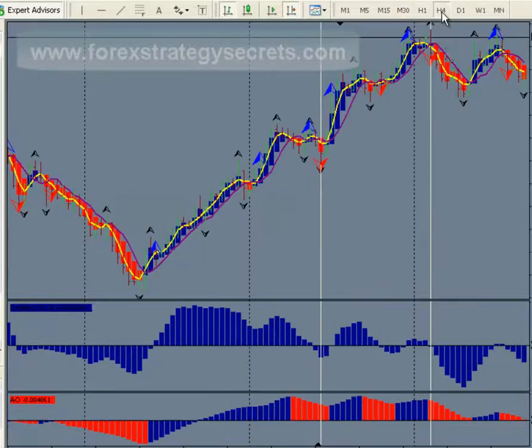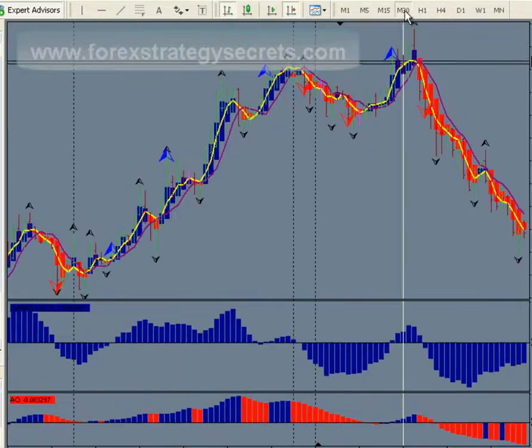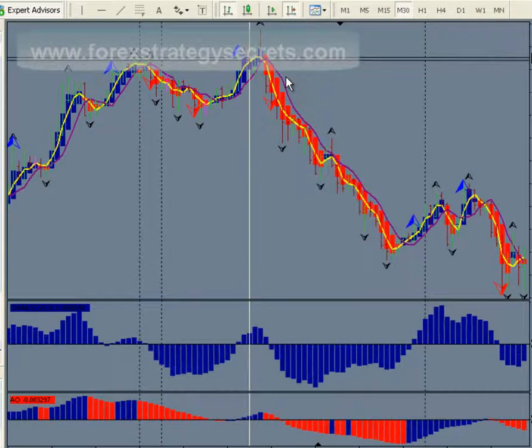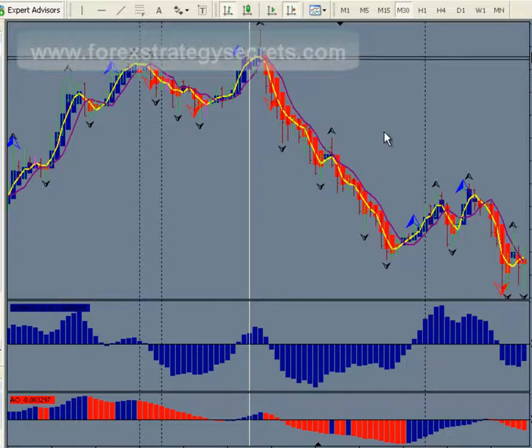You want to wait until you get the signals, like on this example where the 4-hour said there was something going down, and you go to the 30-minute in a short period of time, and there was a little move of the 30-minute going down, and that turned out to be a really nice trade there. So this is how you can use the alerts to find trades and how to keep you out of trades.